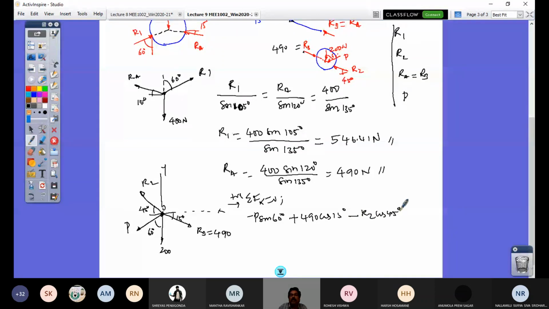Next, sigma Fy equal to 0. I would have R2 sine 45 upward, positive, and P cos 60 down, negative, minus P cos 60, and then 490 sine 15 down, so minus 490 sine 15, that's equal to 0. Correct?